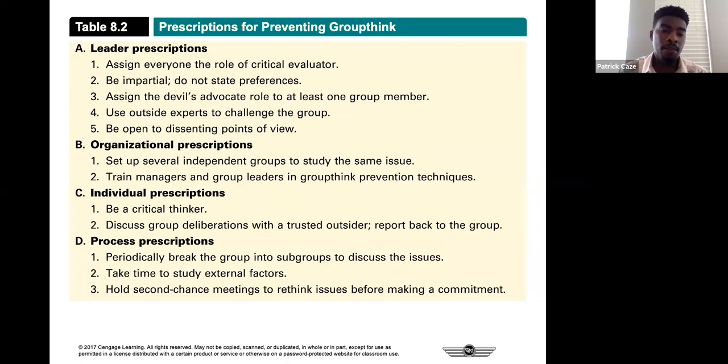Okay. You could be a critical thinker, right? And not be afraid of saying, hey, I don't think this decision is right. We need to take a break, or we need to really think about this a little bit more, right? And you get to process prescriptions, right? Periodically break the group into subgroups to discuss the issues. So these are what we call breakout sessions, right? When we sit down and we say, hey, you know what, we're gonna break this meeting up into some different groups. You guys discuss it within yourselves, and then come back with a decision, and why you think we should do that decision.